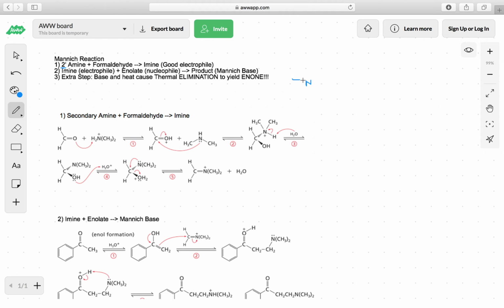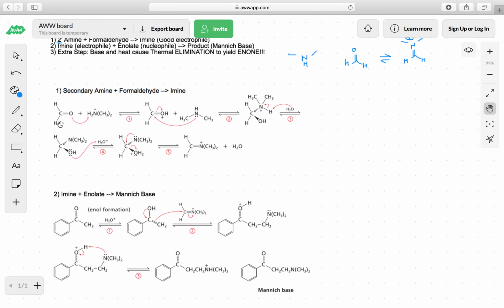So if I had a secondary amine, and then I had formaldehyde, they would react through an acid catalyzed imine mechanism to give this. And this would have a positive charge here, indicating that's an iminium cation. So let's see how this goes just to refresh your idea on the imine mechanism.